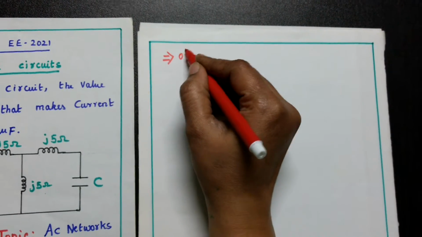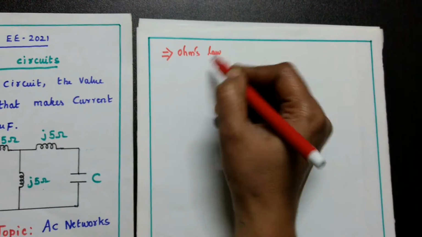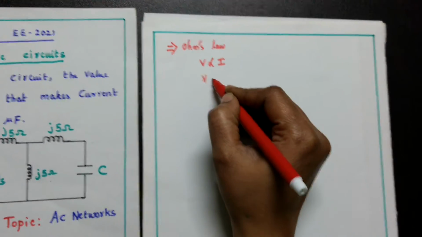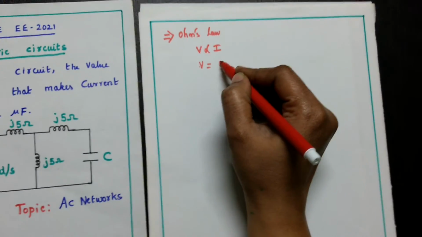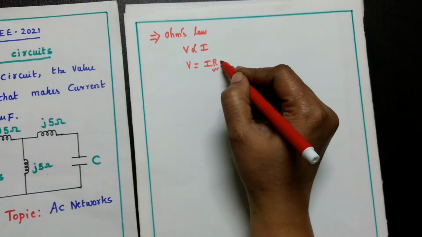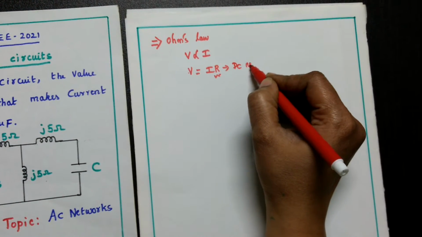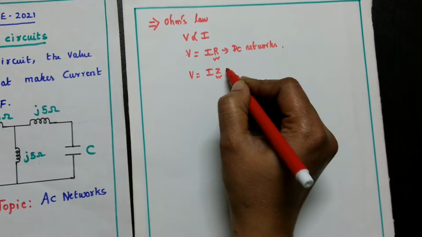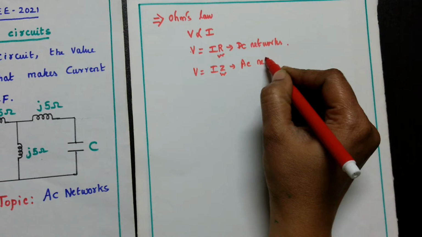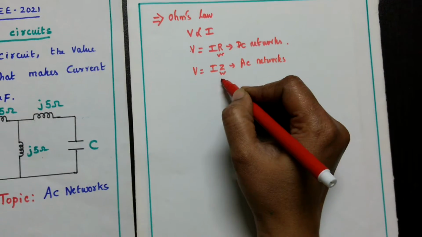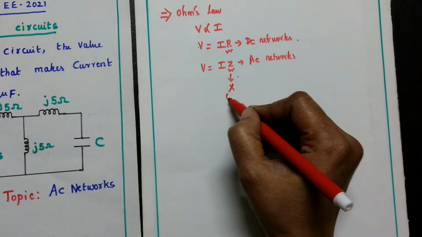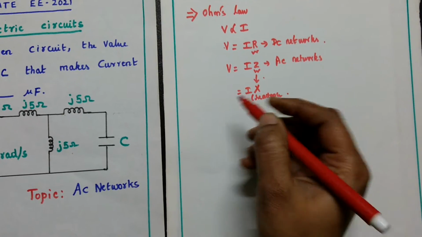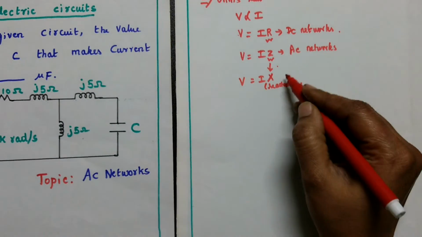So we all know Ohm's law. V is proportional to current, and the proportionality constant is R, resistance in case of DC networks, and V equal to IZ, impedance, in case of AC networks. When we consider the frequency domain, this Z will become X, which is called the reactance of the circuit. So V equal to IX in the case of AC networks.